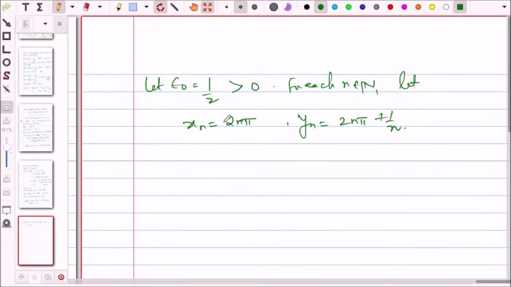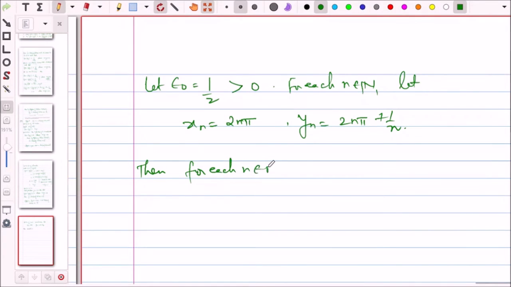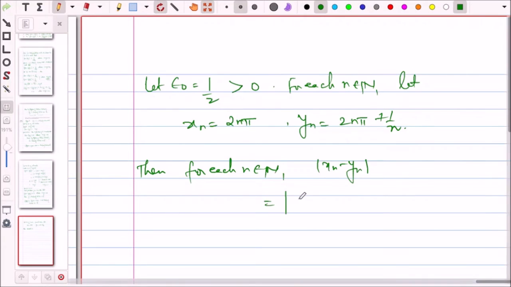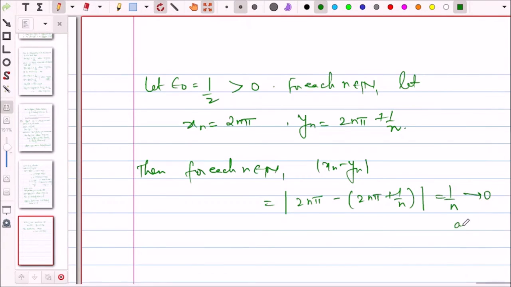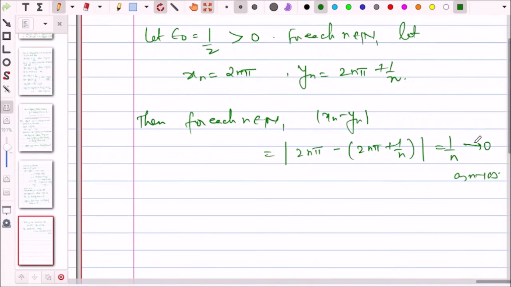So this is the sequence you have to take: xn = 2nπ, yn = 2nπ + 1/n. Then for each n belonging to N, xn − yn = 2nπ − (2nπ + 1/n), which is equal to −1/n, which converges to 0 as n approaches infinity. So xn − yn converges to 0 as n approaches infinity.